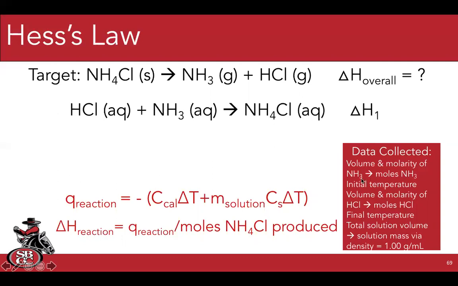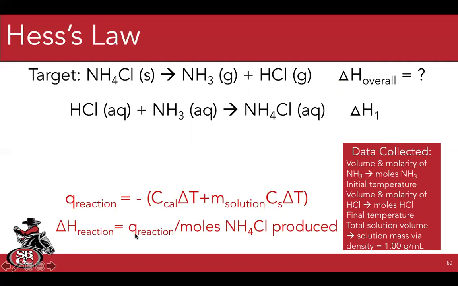We're going to do that in the same way. We're going to have moles of HCl, we're going to have an initial temperature, we're going to have a final temperature, and we're going to have our total solution volume, which gives our solution mass, and that will have a density of 1 gram per mL. So we'll get our solution mass from the 2 volumes of solution that we added and this density of 1. So that's all of the data that we're going to need to collect: the mass of solution, the heat capacity of the solution is the same as water, the delta T is the final minus initial, and the calorimeter constant from part 1. We'll flip that sign to get the Q of reaction.